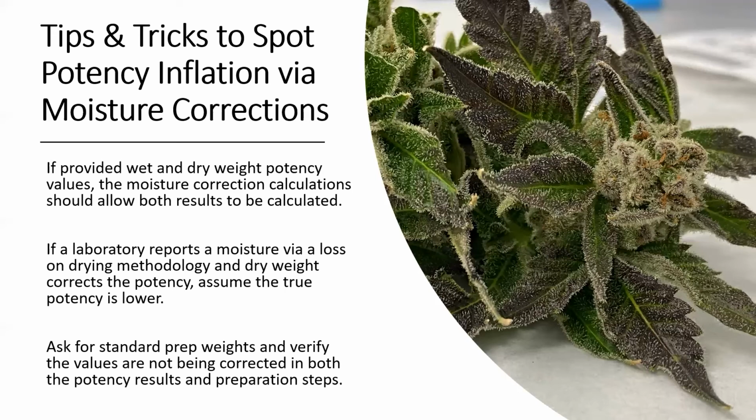And finally, if you have more questions and want to better understand the laboratory's processes, asking for the standard prep weights will help you ensure that dry weight corrections are not being applied in multiple steps of the process. So the dry weight correction should be applied only at the end, and the sample prep weight should not change based on the moisture content in the sample. So samples should be analyzed wet without any drying.